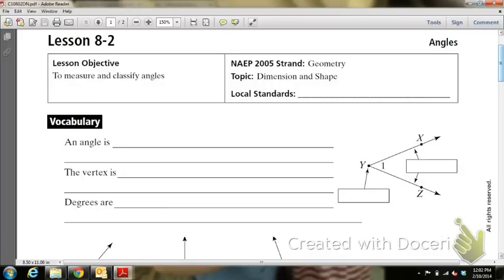In lesson 8.2, we're going to talk about angles. So an angle is two rays that share an endpoint. And the vertex is just the shared endpoint.